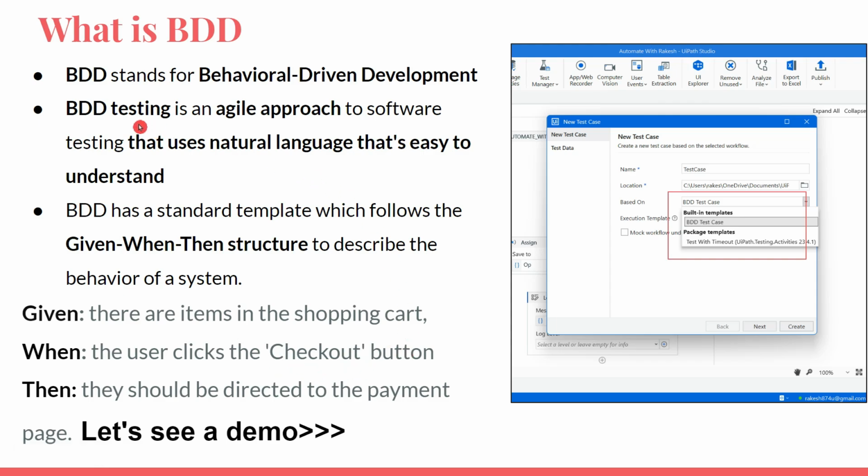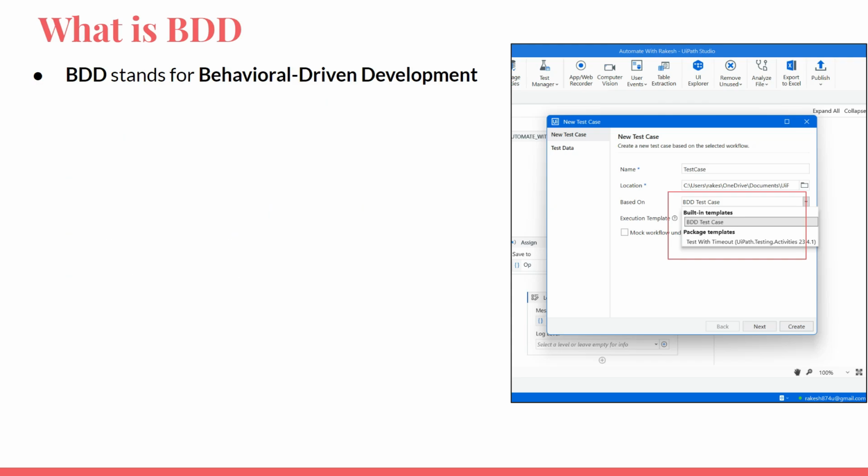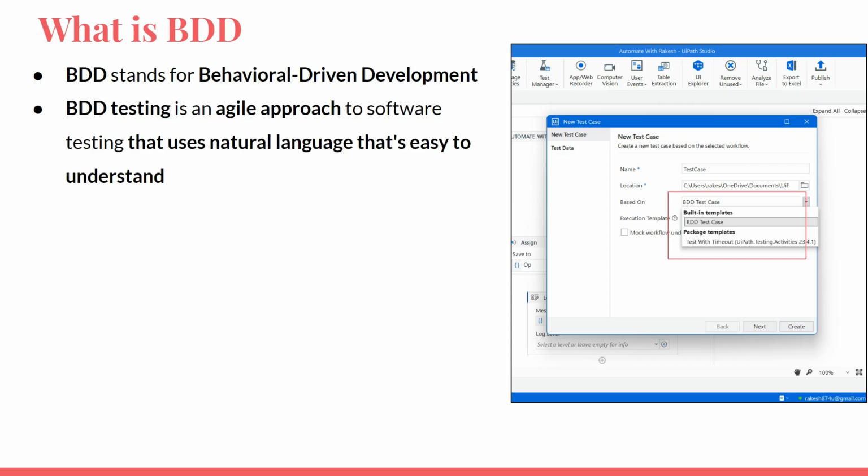Now read it once again. You understood this, keep this example in your mind. Now read it. What does BDD stand for? BDD stands for behavioral driven development. So just imagine that checkout button. You are checking the behavior of the checkout button, how it should behave in different scenarios.